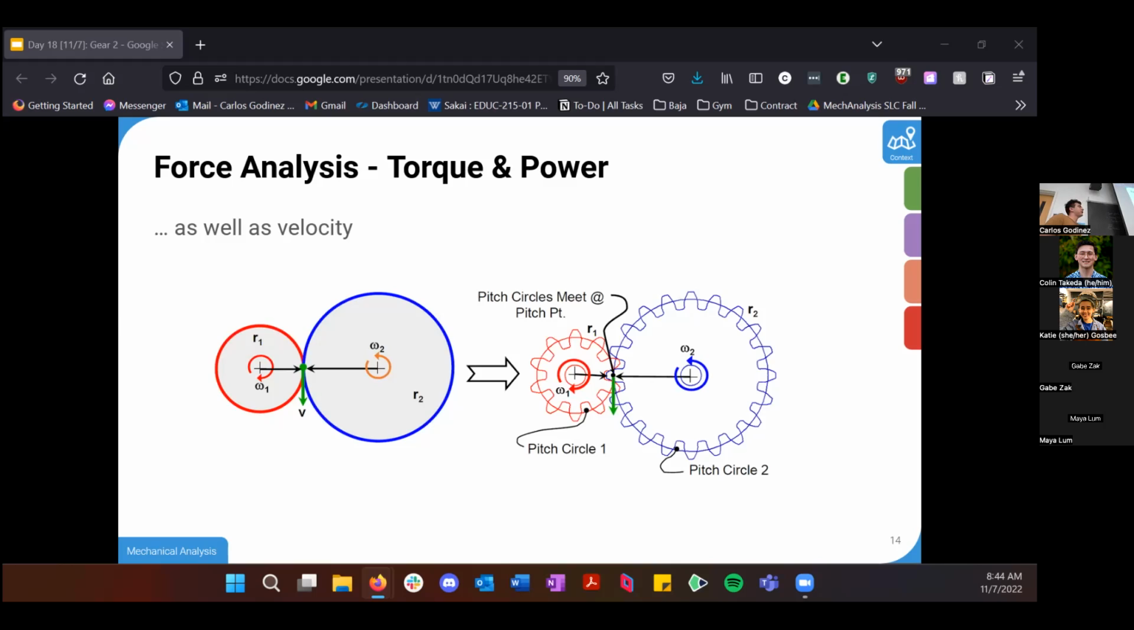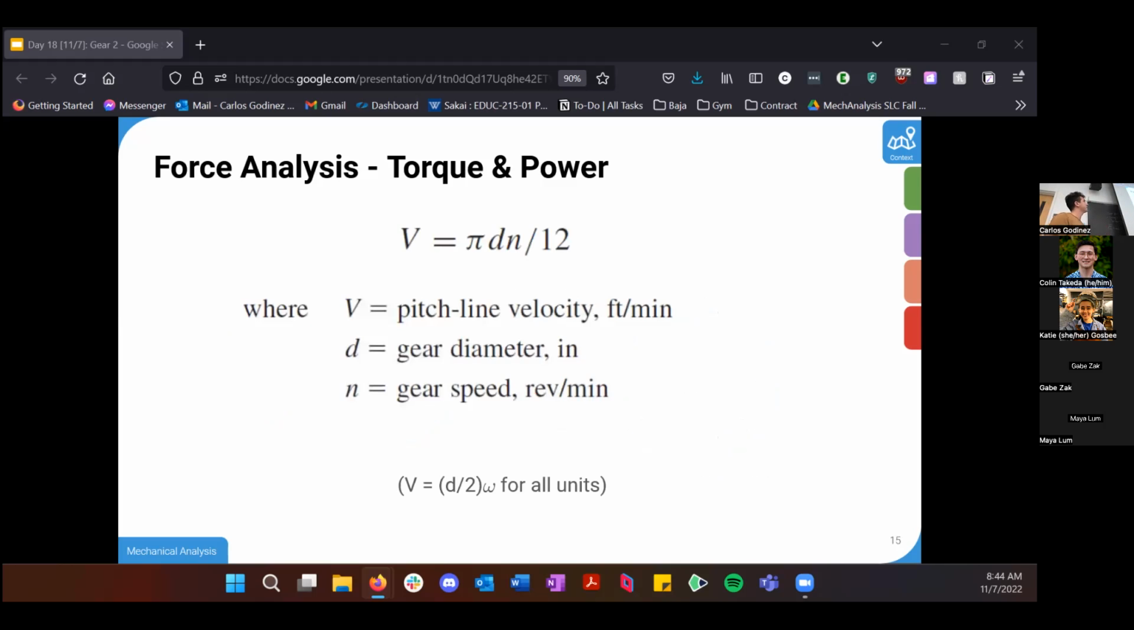This is useful because when we're looking at the power output of both gears, you need to consider angular velocity. So we want to then calculate the linear pitch velocity for those two points. That we can calculate really easily with this equation here. So this is for customary units, where your velocity is usually going to be in feet per minute. It's just the gear diameter and your gear speed in angular terms. If you want to put it in all terms, it's just a simple equation there.